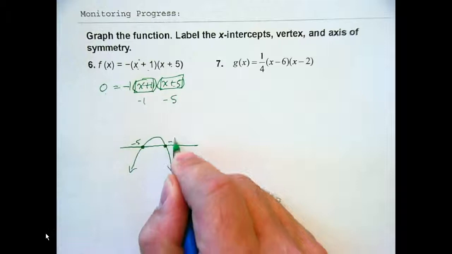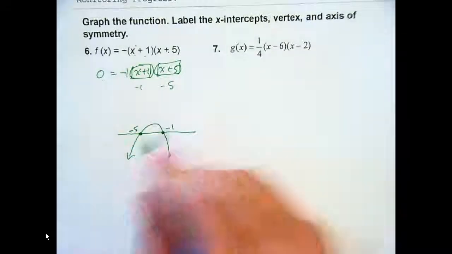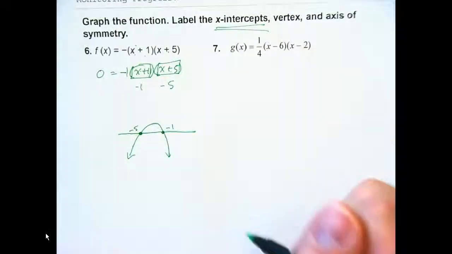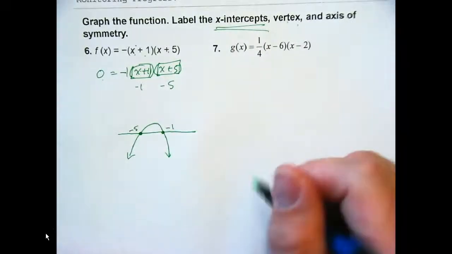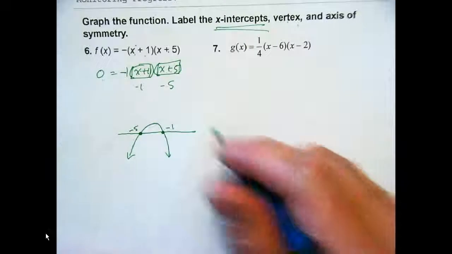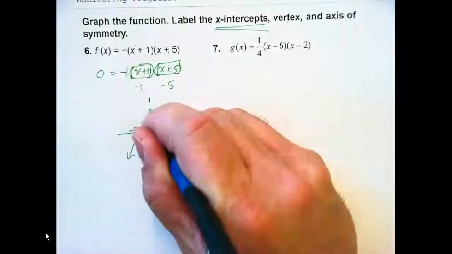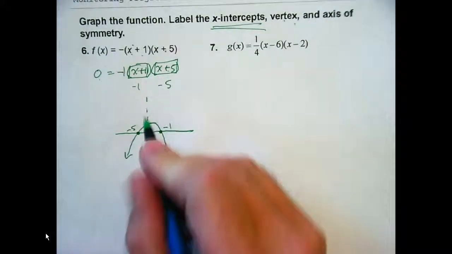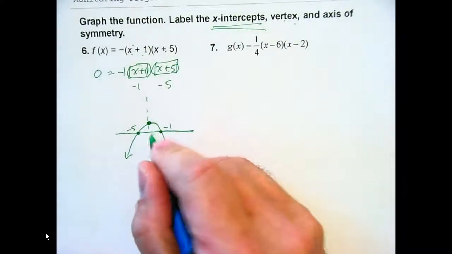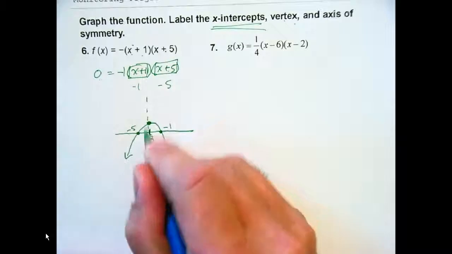Those are my x-intercepts. What's my vertex? Well, let's come back to that. What's my axis of symmetry? Has to be directly in the middle here. So it's the average of those 2 points. It's at negative 3. Okay? So my x value is negative 3.